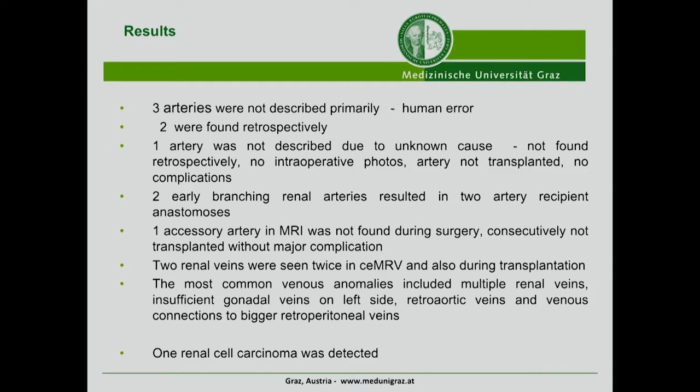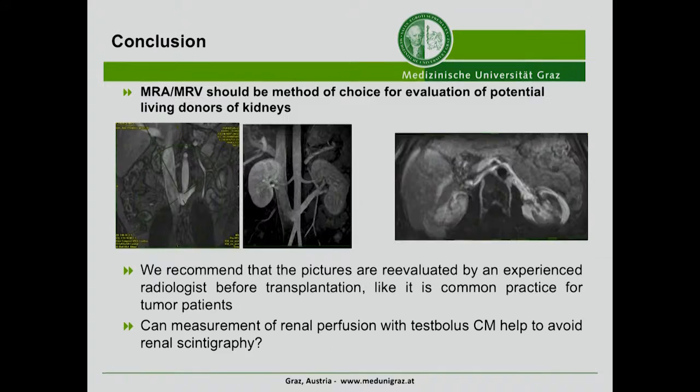2 renal veins were seen twice in MRV, and the most common venous anomalies included multiple veins, insufficient gonadal veins on left side, retroaortic veins, and venous connections to bigger retroperitoneal veins. We detected 1 renal cell carcinoma.